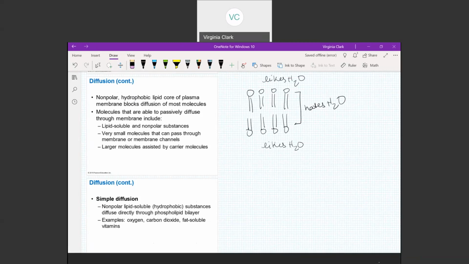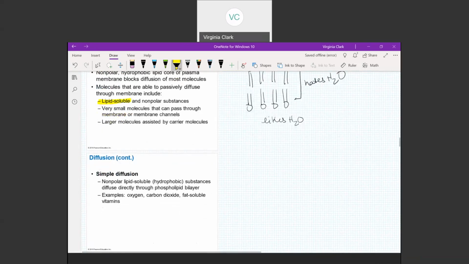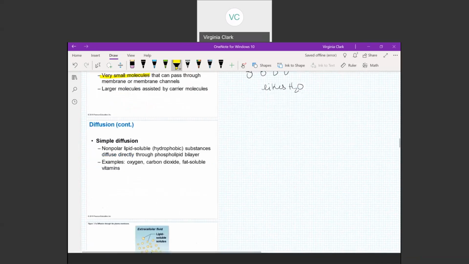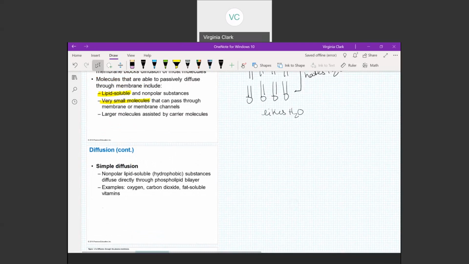Some things that will passively move through are lipid soluble, so things that are like lipids, not the things that like water. Those will typically pass through. And very small molecules can typically pass through easily. It's all of the other items that we need help with.